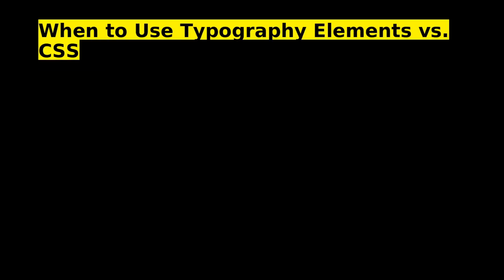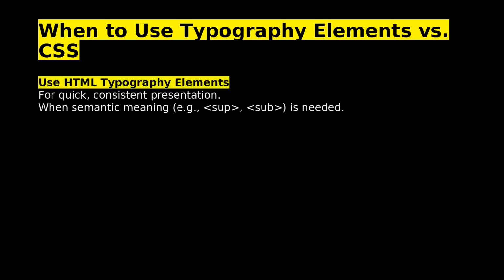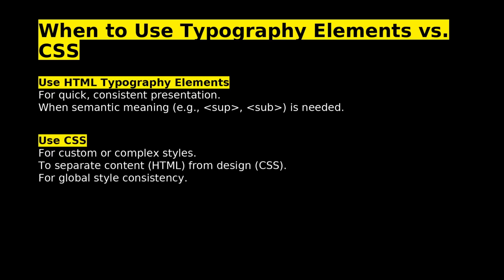When should you use typography elements over CSS? In HTML, use elements like bold and italic, and the superscript and subscript elements, when you need a quick, consistent presentation, or when semantic context like superscript and subscript is necessary. Use CSS for more customized styles, or when separating content structure, HTML, from presentation. CSS is required to control styles globally across multiple elements.